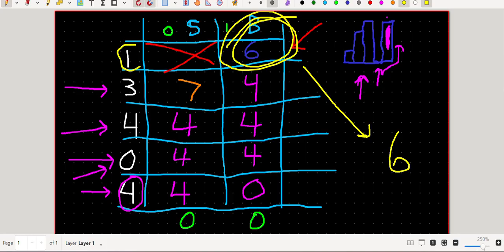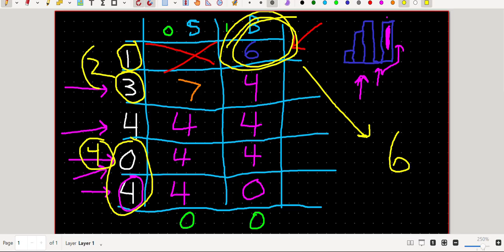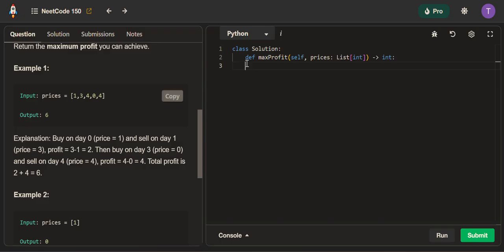Because I'm going to buy here at day one and sell at day two, so I'm going to make $2. And then I'm going to buy at day four, sell at day five, and make $4. So this is going to be a total of $6. All right, so let's go ahead and code this. The solution is definitely not trivial, but I hope you're going to stick with me in this solution.